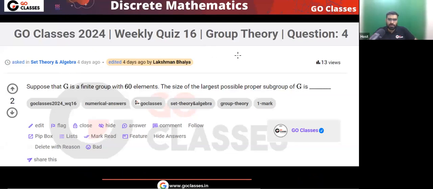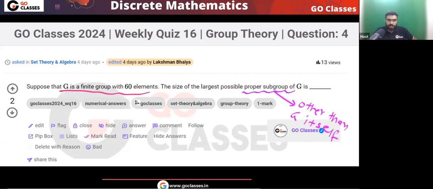This is your question number 4. Let's solve it. G is a finite group with 60 elements. What is the size of the largest possible proper subgroup of G? Proper subgroup means other than G itself. You cannot include G.